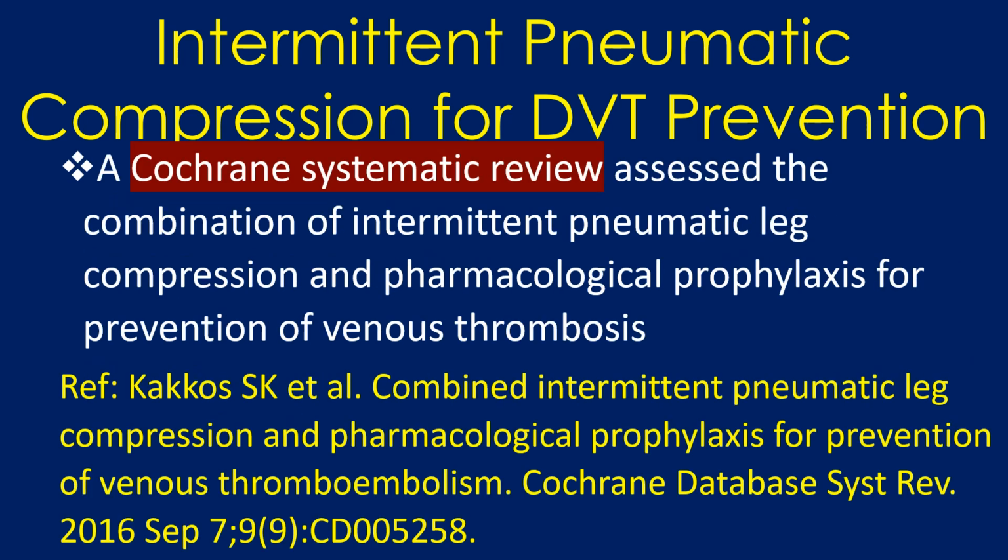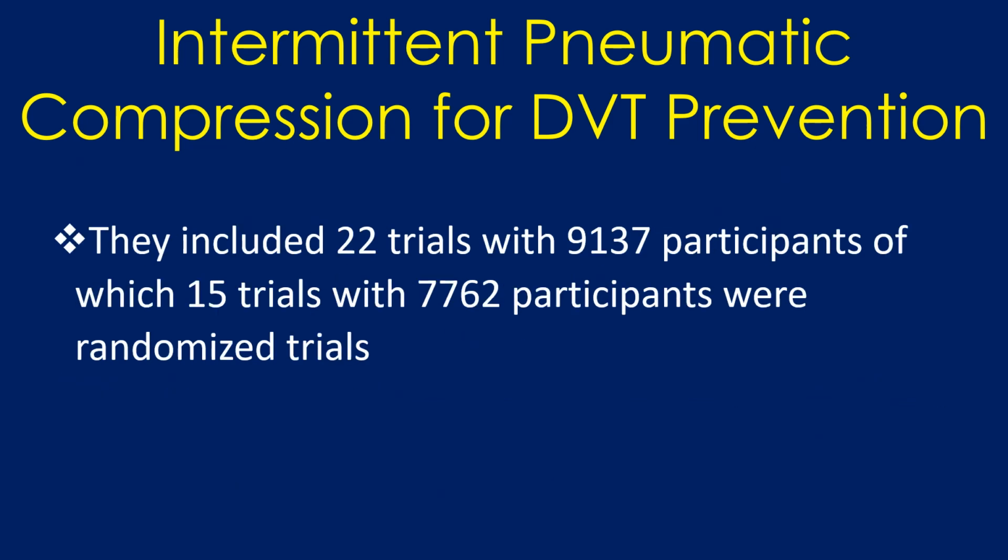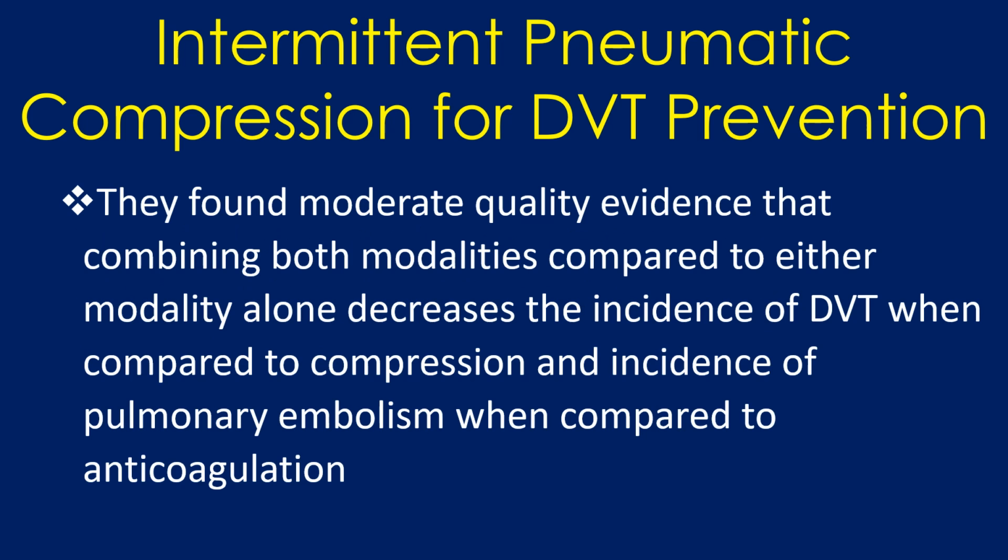A Cochrane systematic review assessed the combination of intermittent pneumatic leg compression and pharmacological prophylaxis for prevention of venous thrombosis. They included 22 trials with 9,137 participants, of which 15 trials with 7,762 participants were randomized trials. They found moderate quality evidence that combining both modalities compared to either modality alone decreases the incidence of DVT when compared to compression and incidence of pulmonary embolism when compared to anticoagulation.